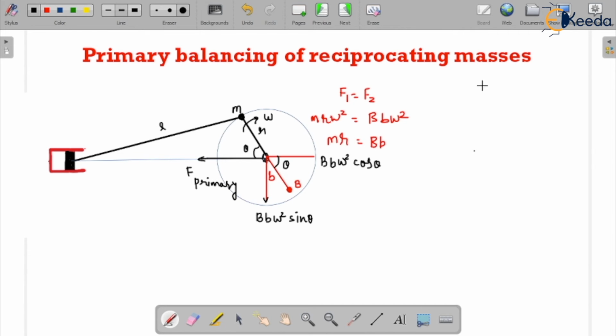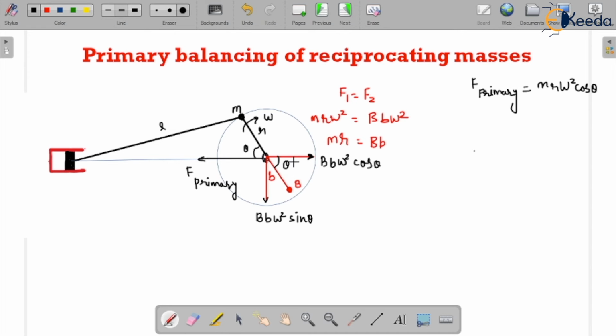We know that F primary is equal to m r omega square cos theta. When you see the diagram carefully, you can see that F primary is going to be balanced with the B b omega square cos theta. So these two forces are going to balance each other, so they will be cancelled out, because one is in that direction, the other is in another direction. That means both are going to balance each other. Are you getting my point?